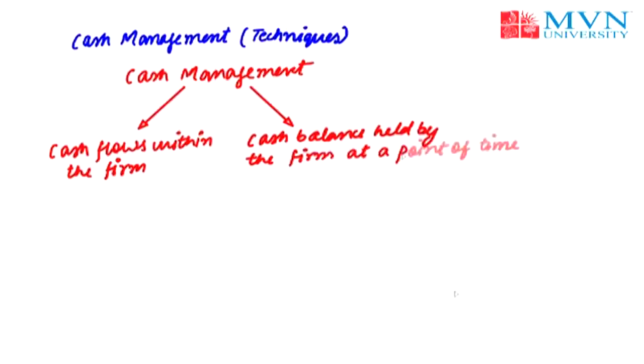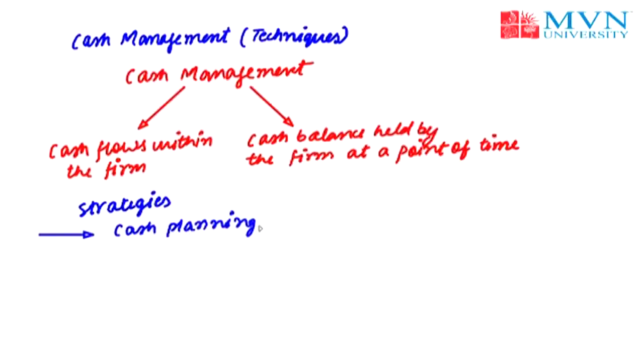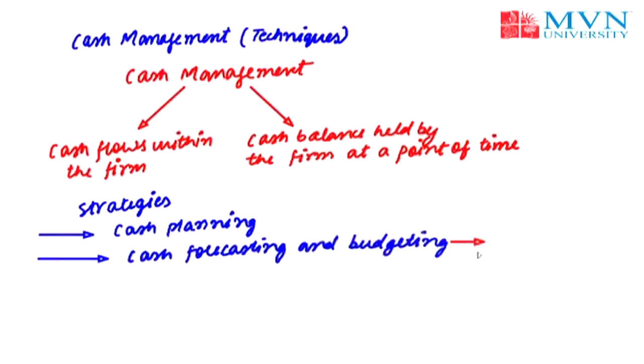Cash management needs certain strategies to deal with various facets of cash, and these strategies are cash planning. It is basically the technique to plan and control the use of cash. Another one is cash forecasting and budgeting. A cash budget is an estimate of cash receipts and disbursements during a future period of time.